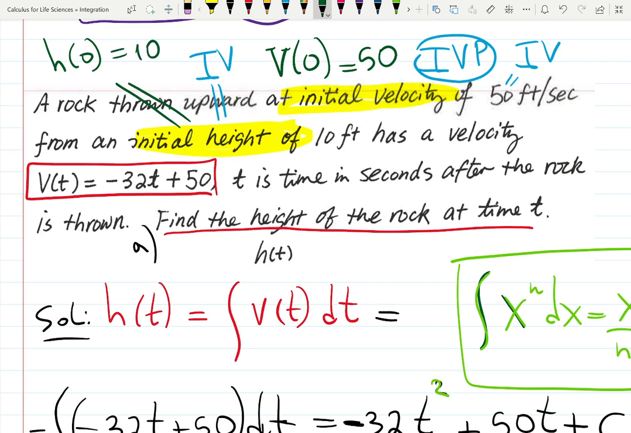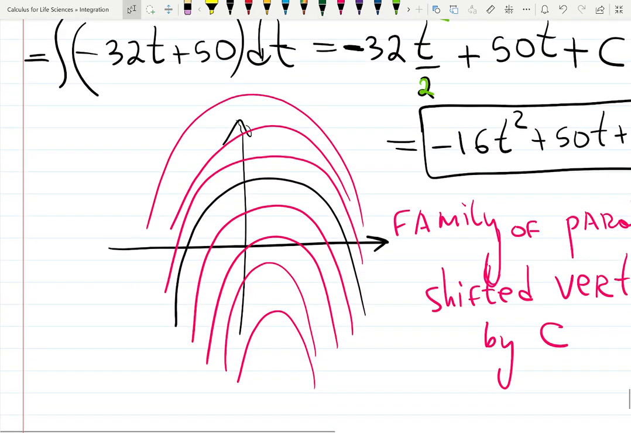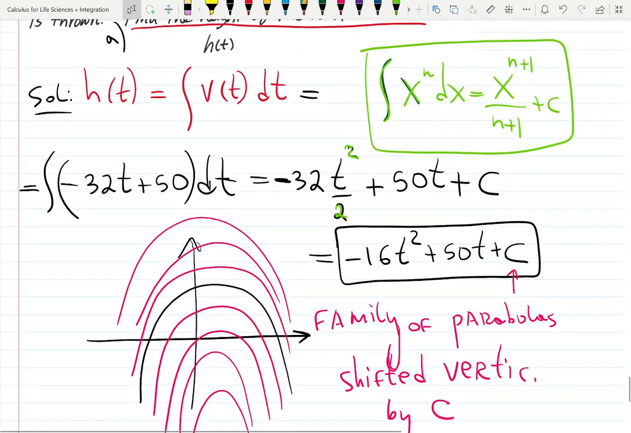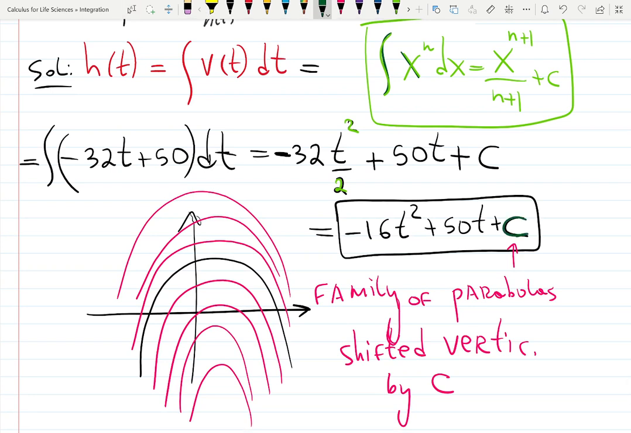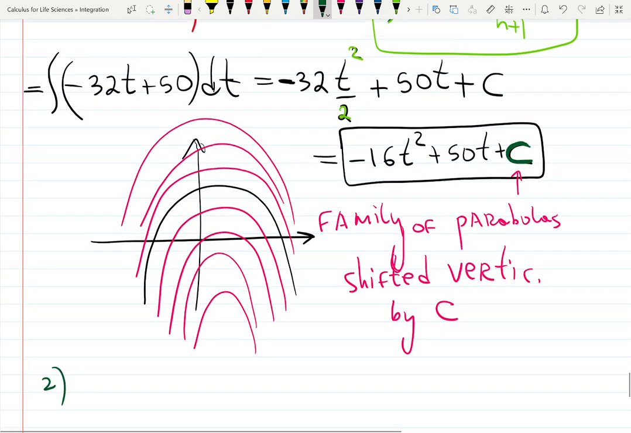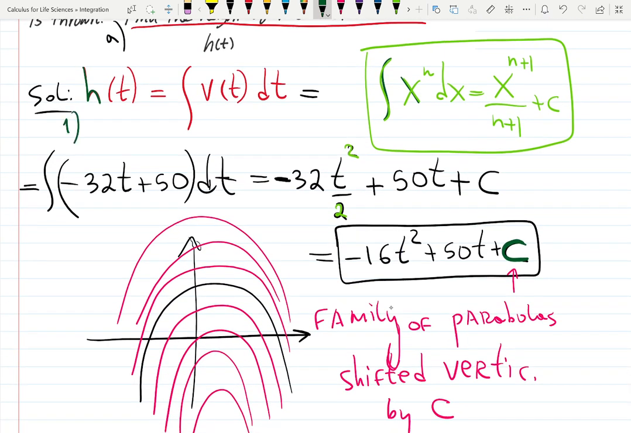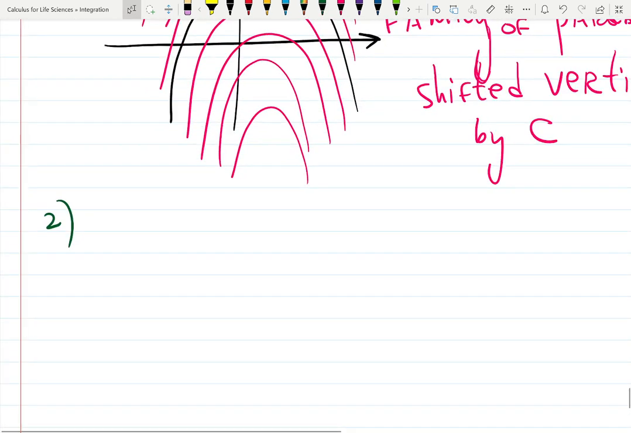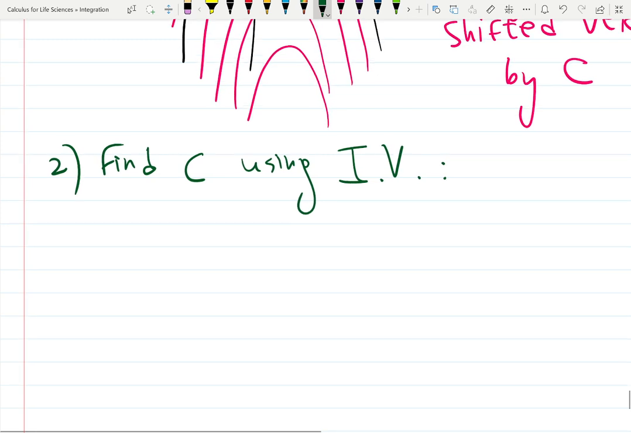So to find c, which one are we going to use? Height, right? Good job. We don't know c. C belongs to height. So to find c, that's going to be step 2. Let's do step 1. Step 1, integrate. Used to be step 1, differentiate. Now it's going to be integrate all the time. Step 2, find c using initial value. But you need to learn to know using which one.